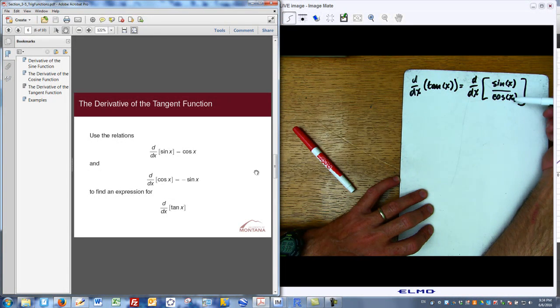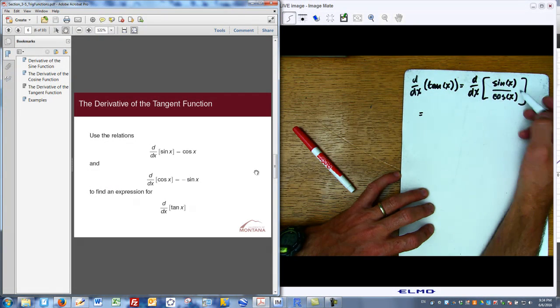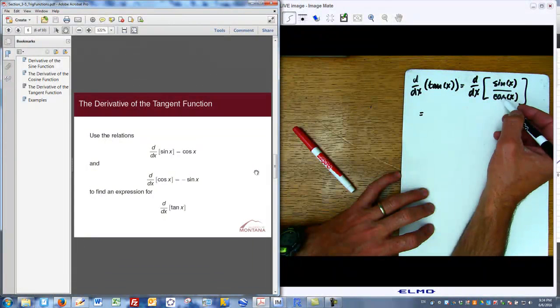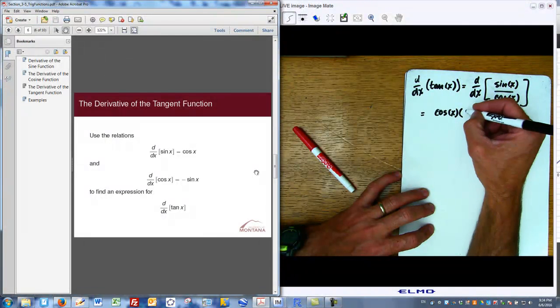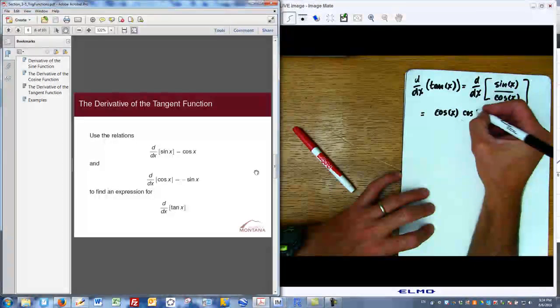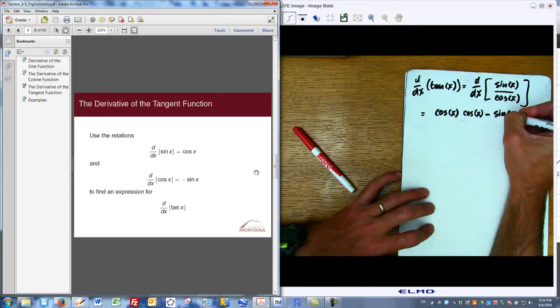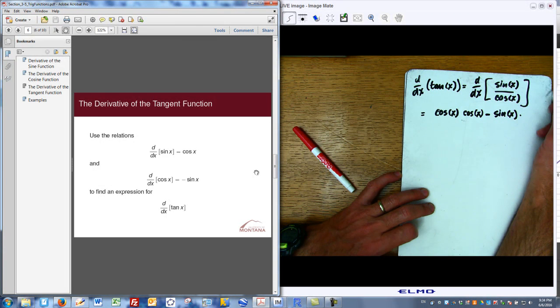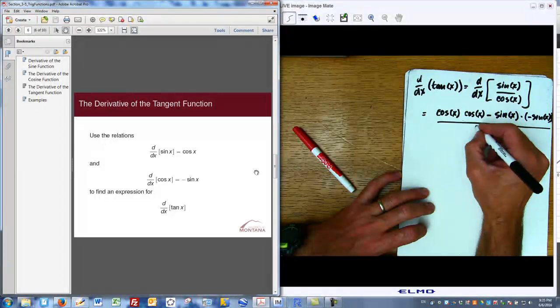And so what we have here is a quotient rule. We have a function on top and a function on bottom in a division statement, so we can apply the quotient rule. We know the derivatives of both of these, so it's the bottom times the derivative of the top, so it's cosine of x times the derivative of the sine, which is the cosine of x. Bottom times the derivative of the top, minus the top, the sine of x, times the derivative of the cosine. The derivative of the cosine, of course, is the negative sine of x. And that's all over the bottom squared, so the cosine of x quantity squared.